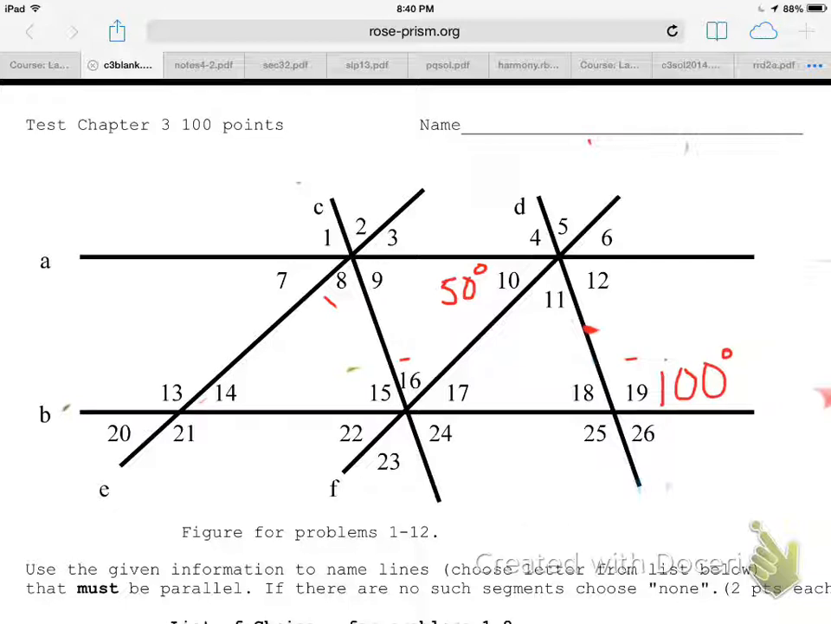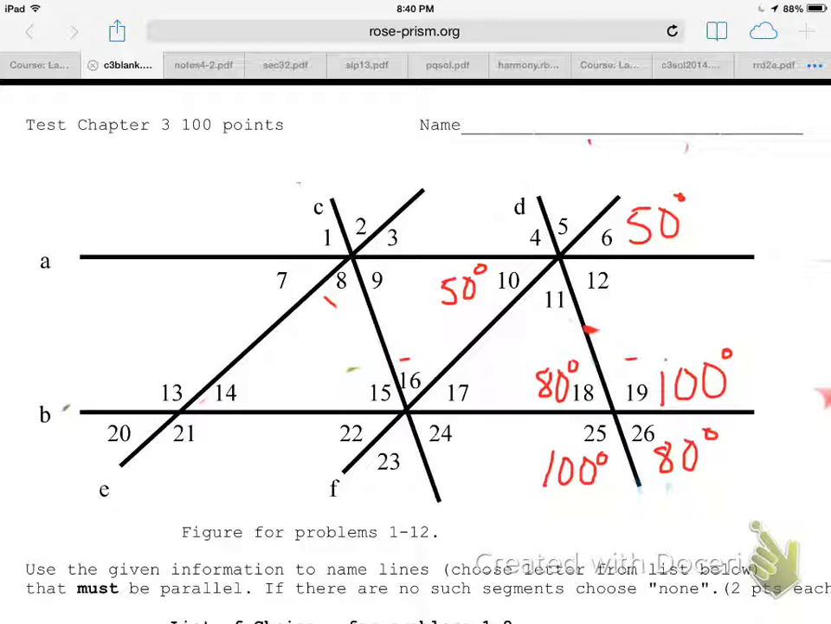We know some things from the first chapter and second chapter before we got here: vertical angles are congruent. So we have 100 for angle 25. We also have angle 6 being 50 because it's vertical to angle 10. Also from the first chapter, linear pairs are supplementary. So if angle 19 is 100, then angle 18 must be 80. That also gives us that angle 26 must be 80. Now we'll use some of the information from this chapter.